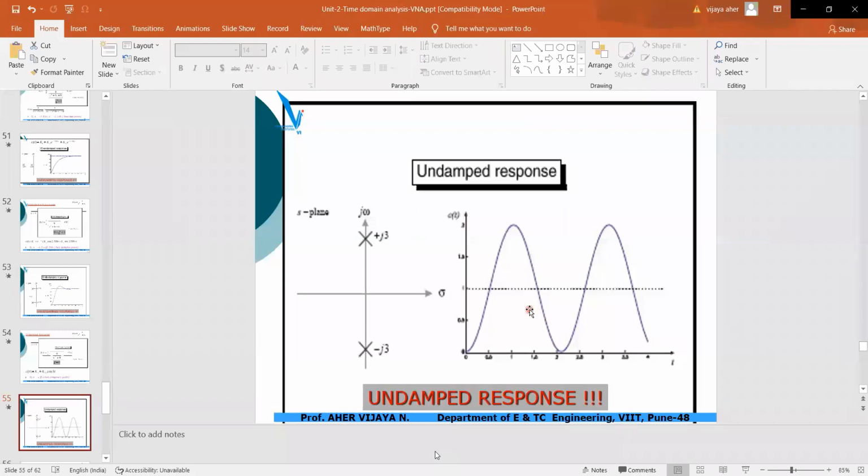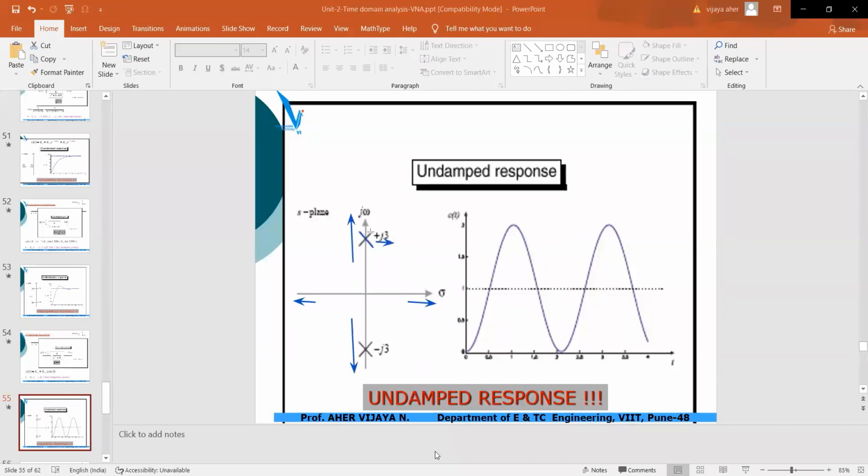Okay. Now coming to S plane. So this is S plane. This is real axis. This is imaginary axis. Positive real axis, negative real axis. Just a second. This is positive real axis on this side. This one is negative real axis. This is positive imaginary axis. This is negative imaginary axis, right? So our pole is at plus j omega. So my first pole is lying over here.